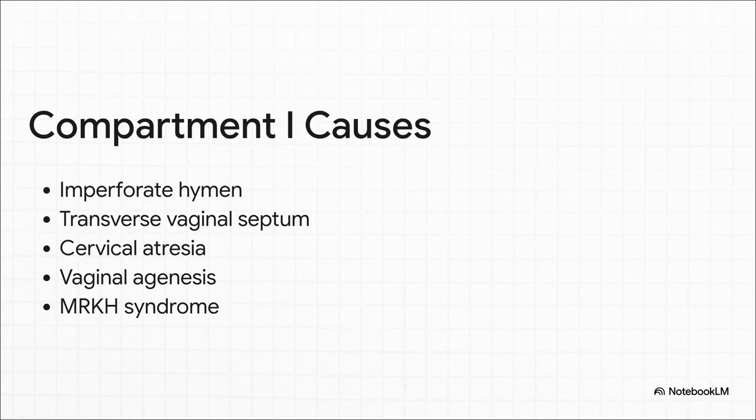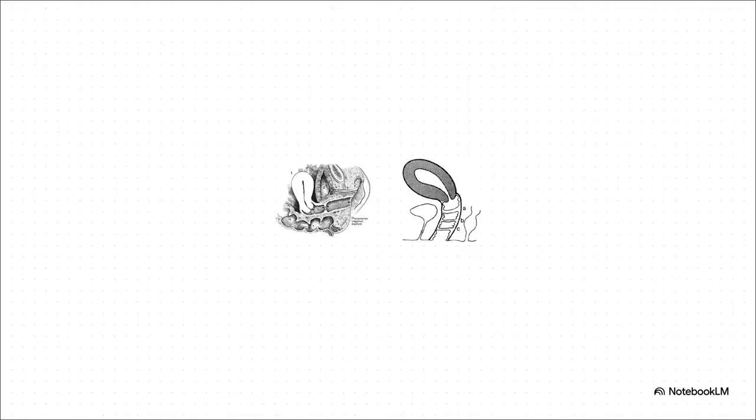Disorders right here account for about 20% of primary amenorrhea cases, and usually it's due to congenital obstructions. This includes things like an imperforate hymen or Müllerian anomalies, like a transverse vaginal septum. In really severe cases, we might see MRKH syndrome, which is the complete absence of the uterus and vagina, also known as Müllerian agenesis.